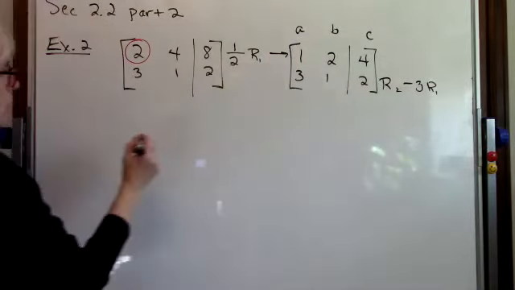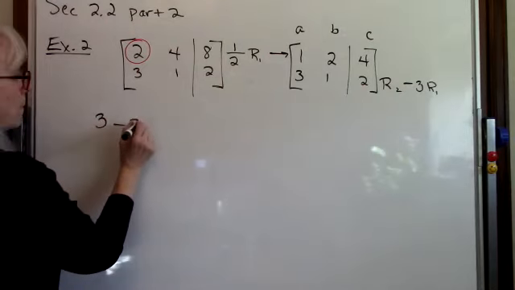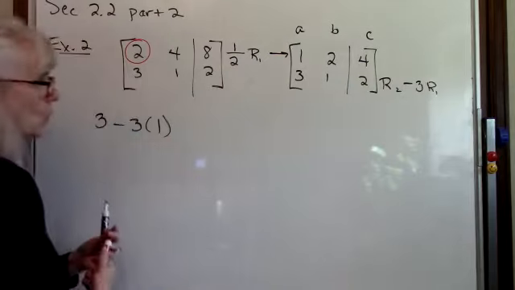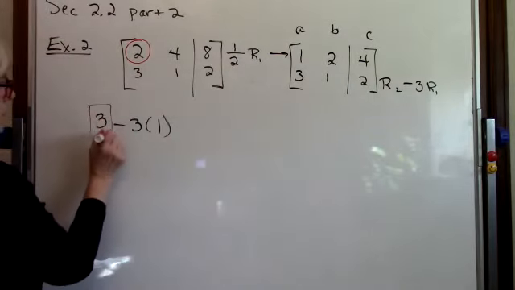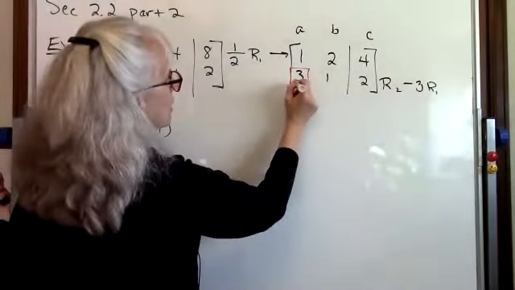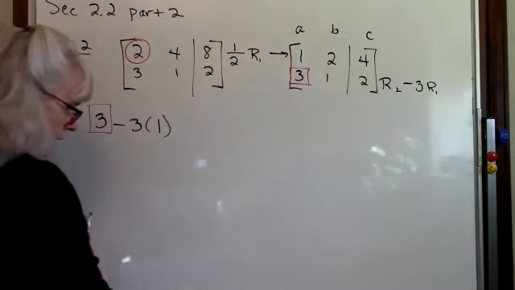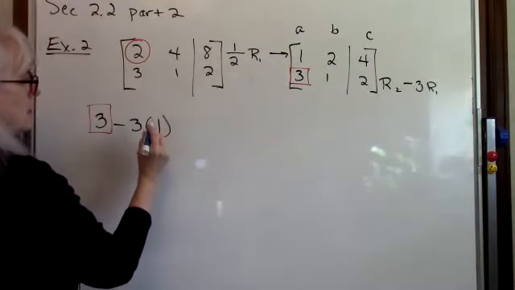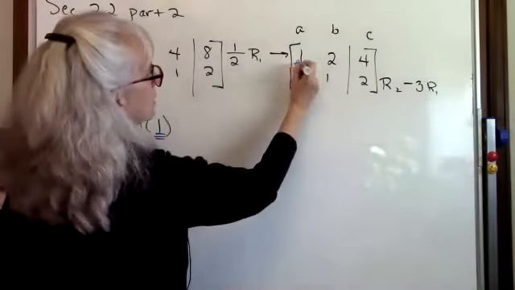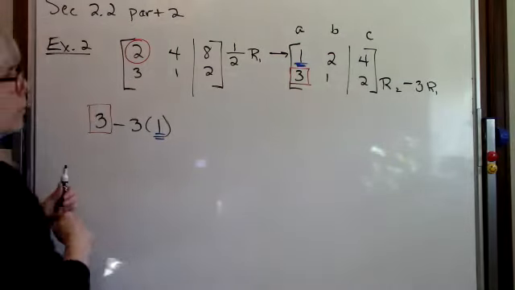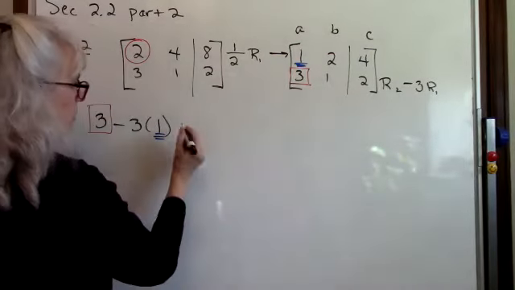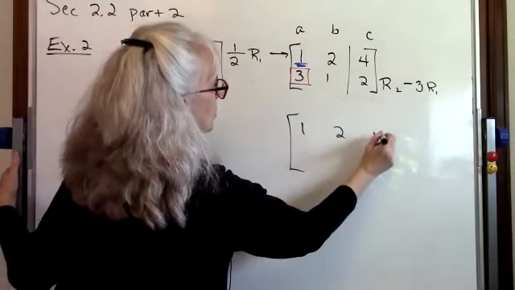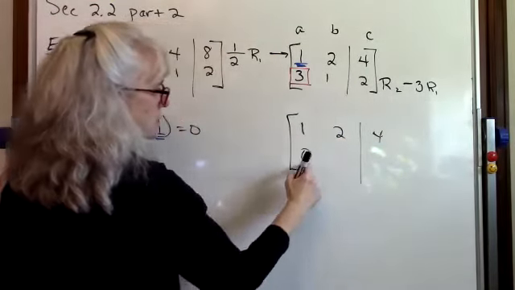So we're going to take row 2, which is the 3, minus 3 times row 1, which is a 1. So this 3 is this 3. This 3 is my formula 3, and this 1 is this 1. Well, 3 minus 3 is 0. So I know I have a 1, a 2, and a 4, but now we've just created this 0.